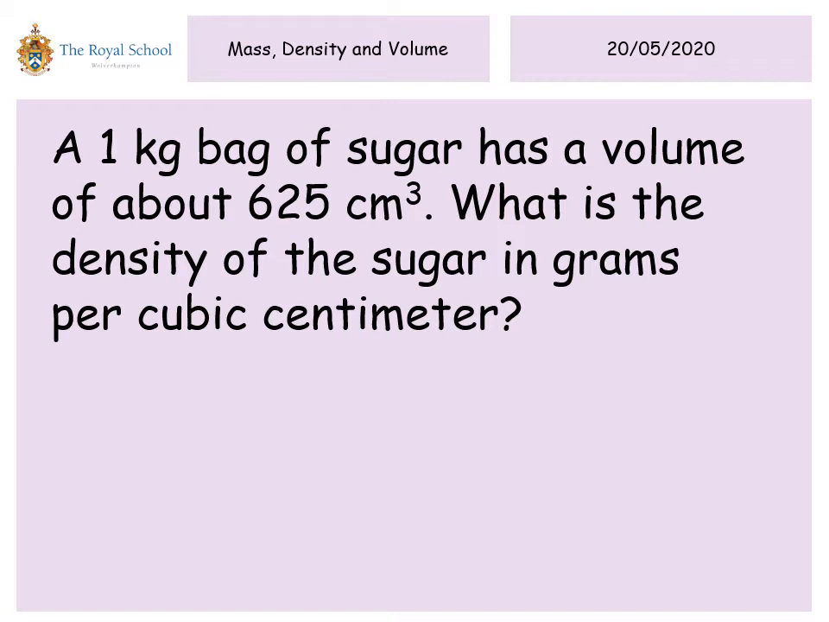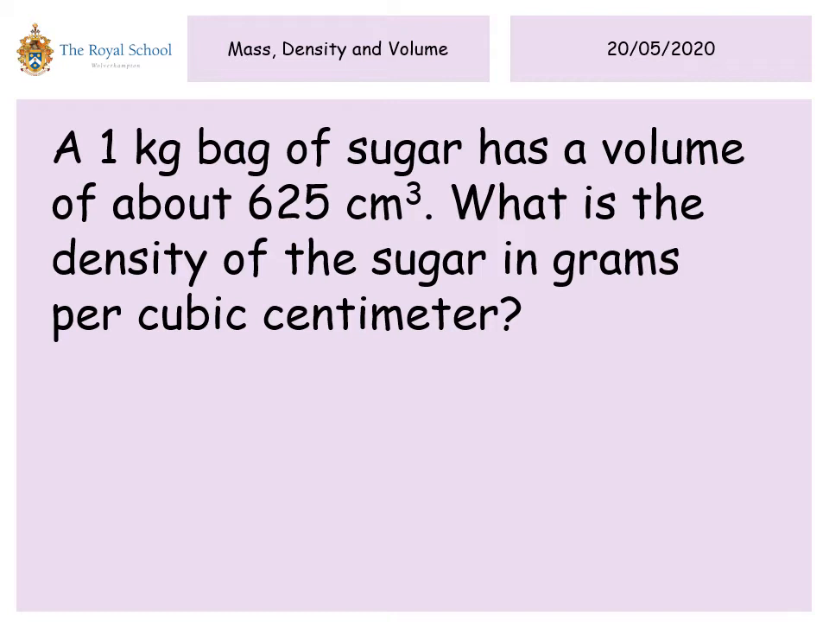Next question then. A 1 kilogram bag of sugar has a volume of about 625 centimetres cubed. What is the density of the sugar in grams per cubic centimetre? Pause until you're ready. I'll run through the answers now.